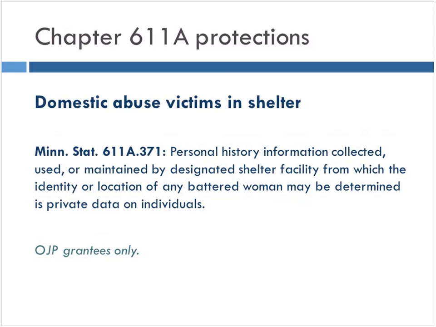And then finally, we have another one that's just for domestic abuse victims in shelter programs. 611A.371, same type of language: information maintained by a designated shelter facility for which the identity and location of the battered woman may be determined. Again, private data, again for those OJP grantees who are getting shelter funding. So we have those three data protections.